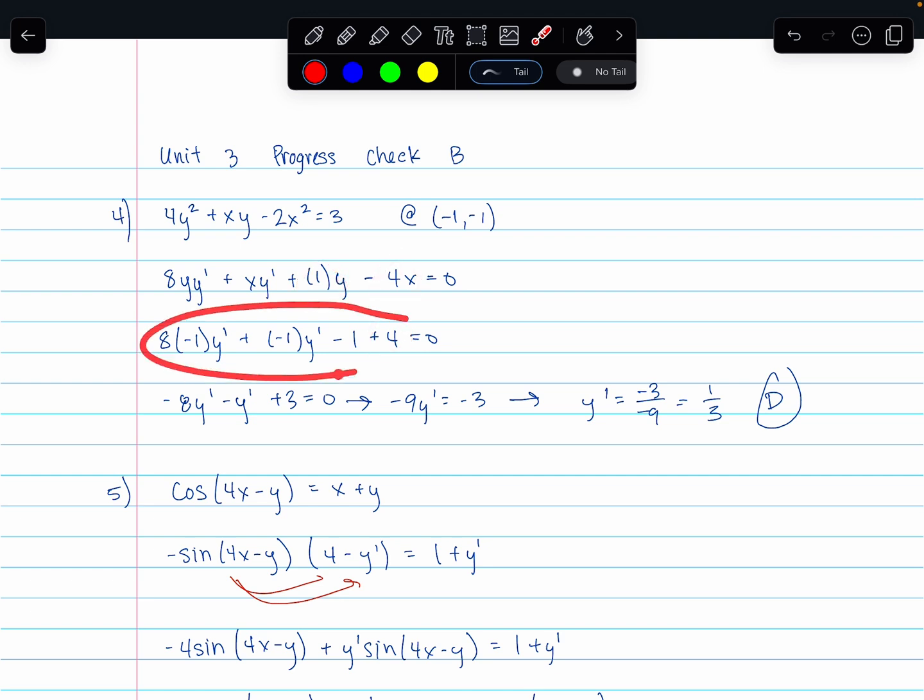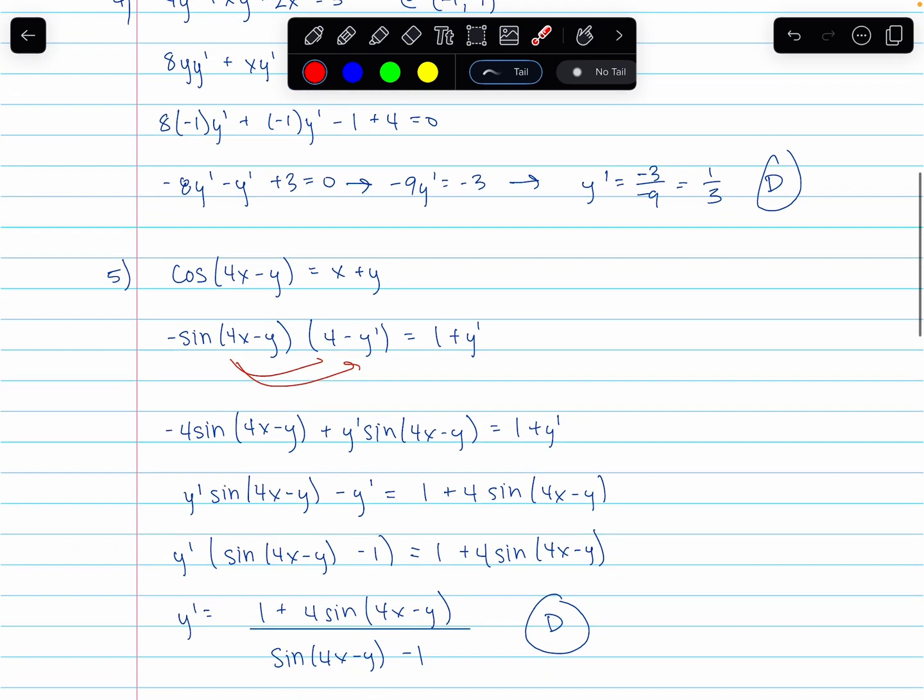And then I'm just going to solve for y prime, so I have -8y here, and I got a y prime right here, so -8y prime, -y prime, that's going to be -9y prime, and then this right here is going to combine to be 3, and so I'm going to subtract the 3 over, divide by -9, and I'm going to get 1/3, which gives the option D.